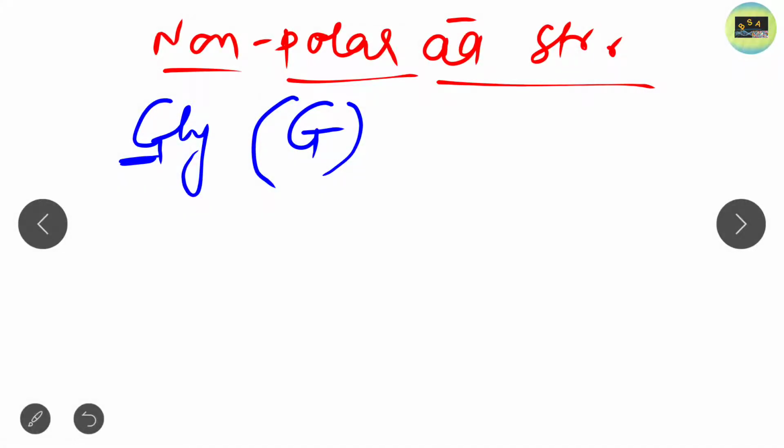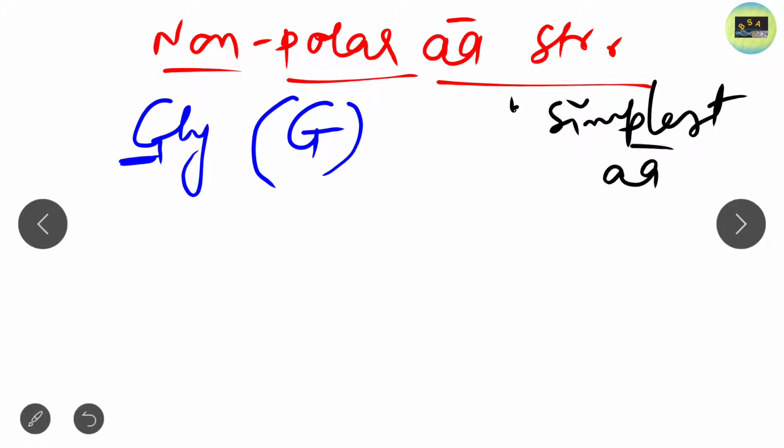First of all, remember one point: glycine is the simplest amino acid. Some important points regarding glycine. It is the simplest amino acid. This is the first point, and we will discuss some more points after discussing the structure. So let's look at the structure of glycine.